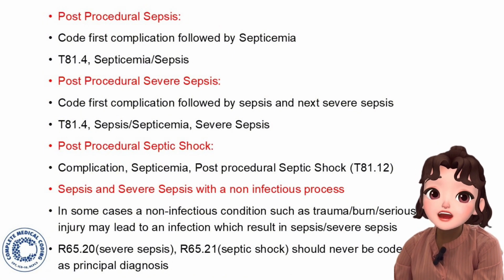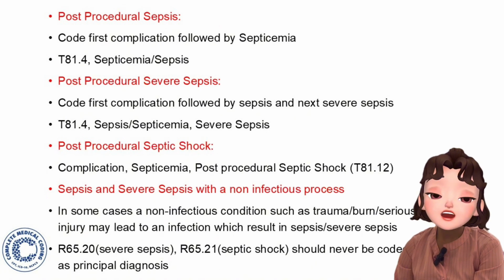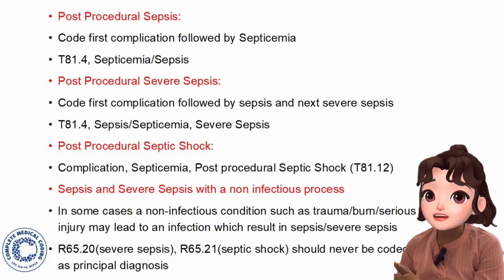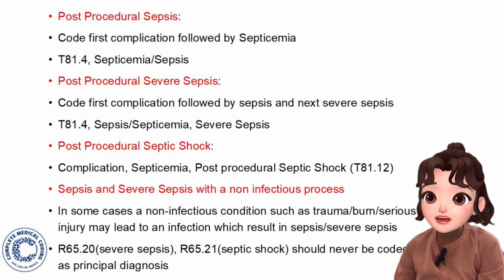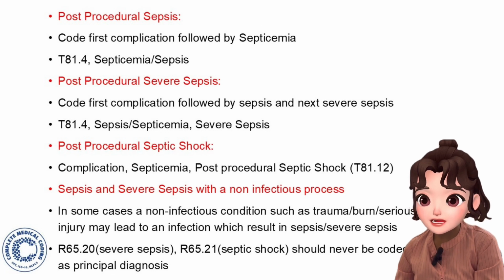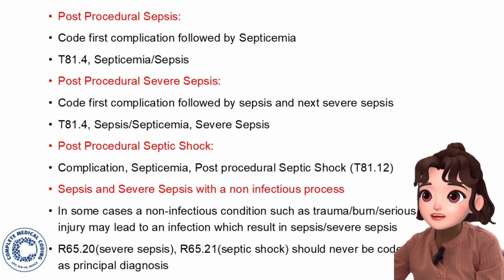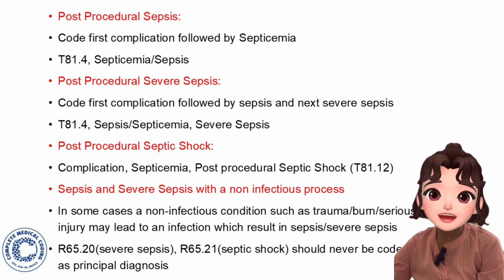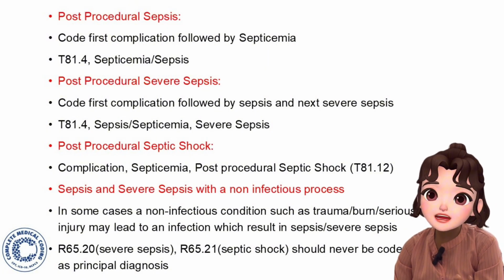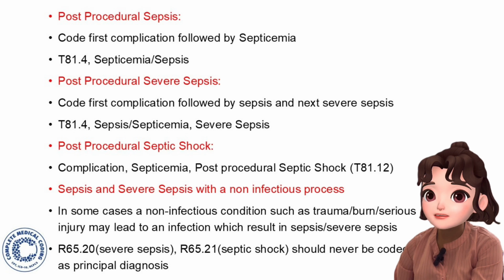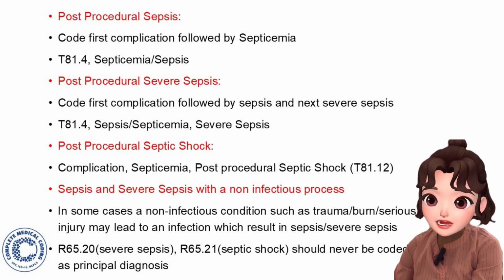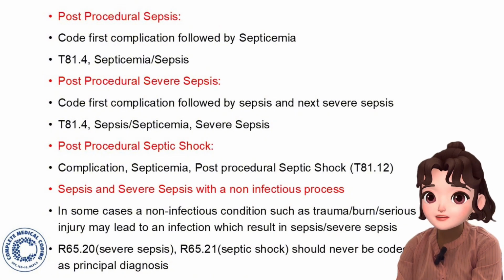That is post-procedural sepsis. Now, what about post-procedural severe sepsis? For post-procedural severe sepsis, you have to code the complication first, followed by sepsis, and next severe sepsis. That should be the order. So the complication, as mentioned earlier, is T81.4. Then code the sepsis code or septicemia, that is the organism code, followed by the severe sepsis code.